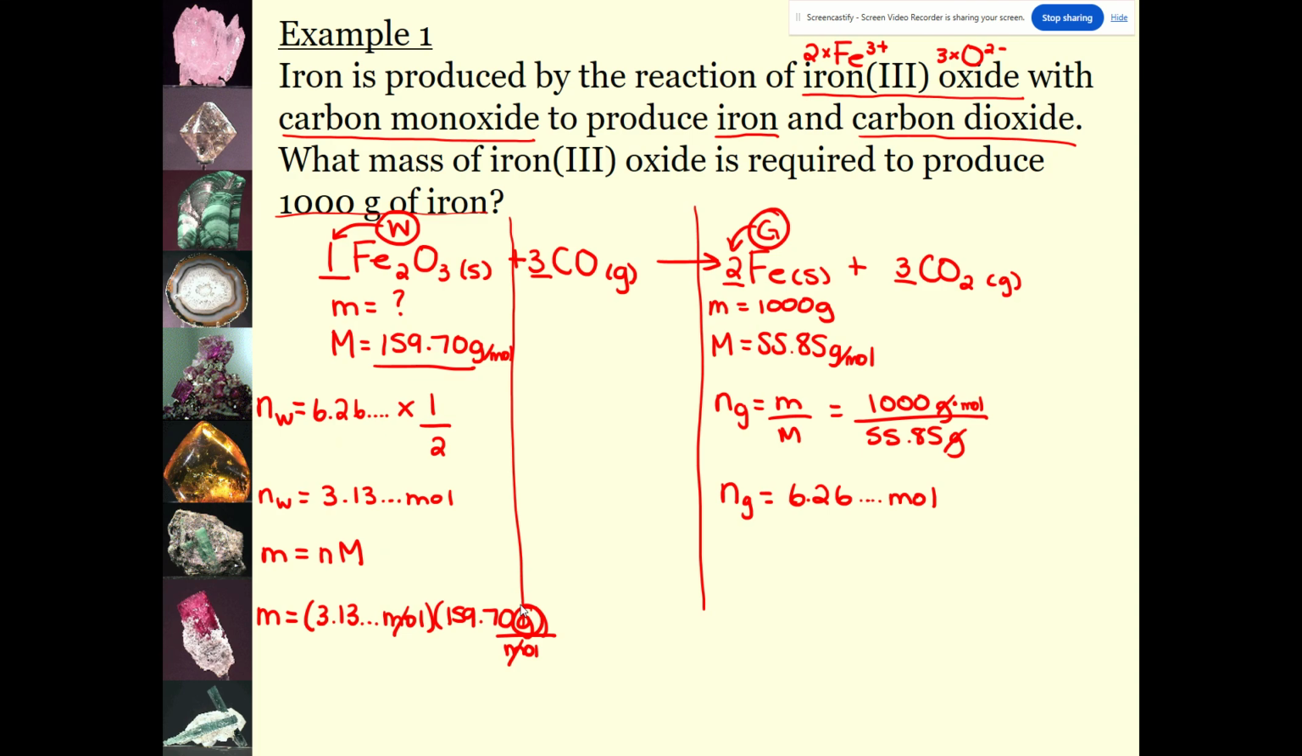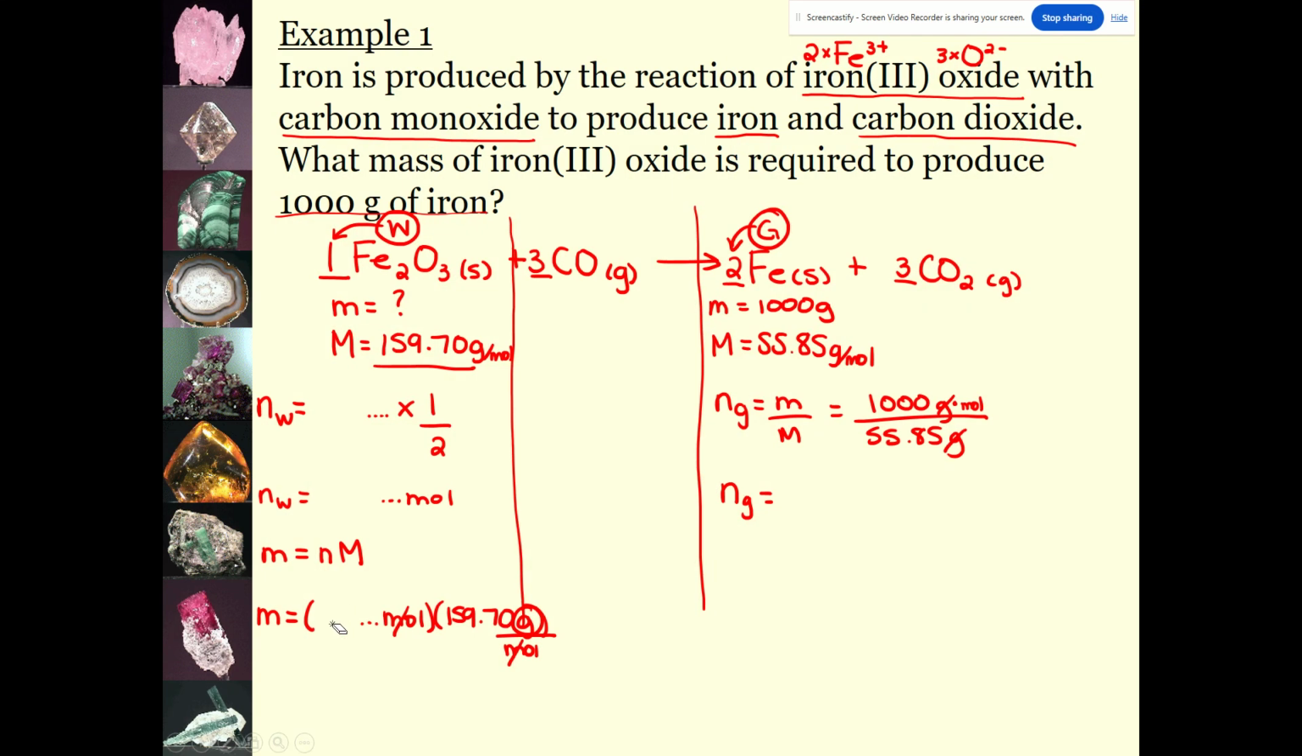So the unrounded answer times 159.70. We get, I feel like this is the wrong answer, 500 grams is the exact answer. Did I do that right? I didn't. Oh, I just see my mistake. I did not divide over here by 55.85. Let's fix that quickly. Always double check your work.